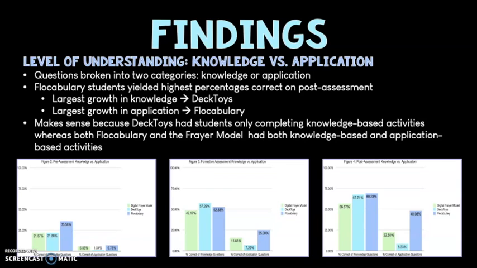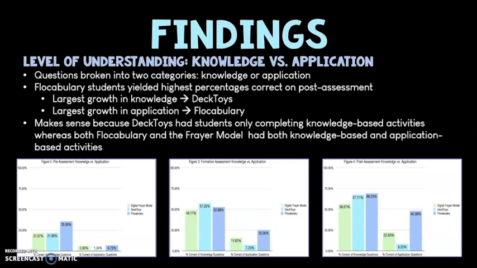From the data, three key themes emerged. The first was how well each tool helped students respond to both knowledge-based and application-based questions. Questions from the pre, post, and formative assessments were all categorized as either knowledge-based, meaning that the students had to understand the meaning of the word, or application-based, where the students had to apply the word to a new situation.